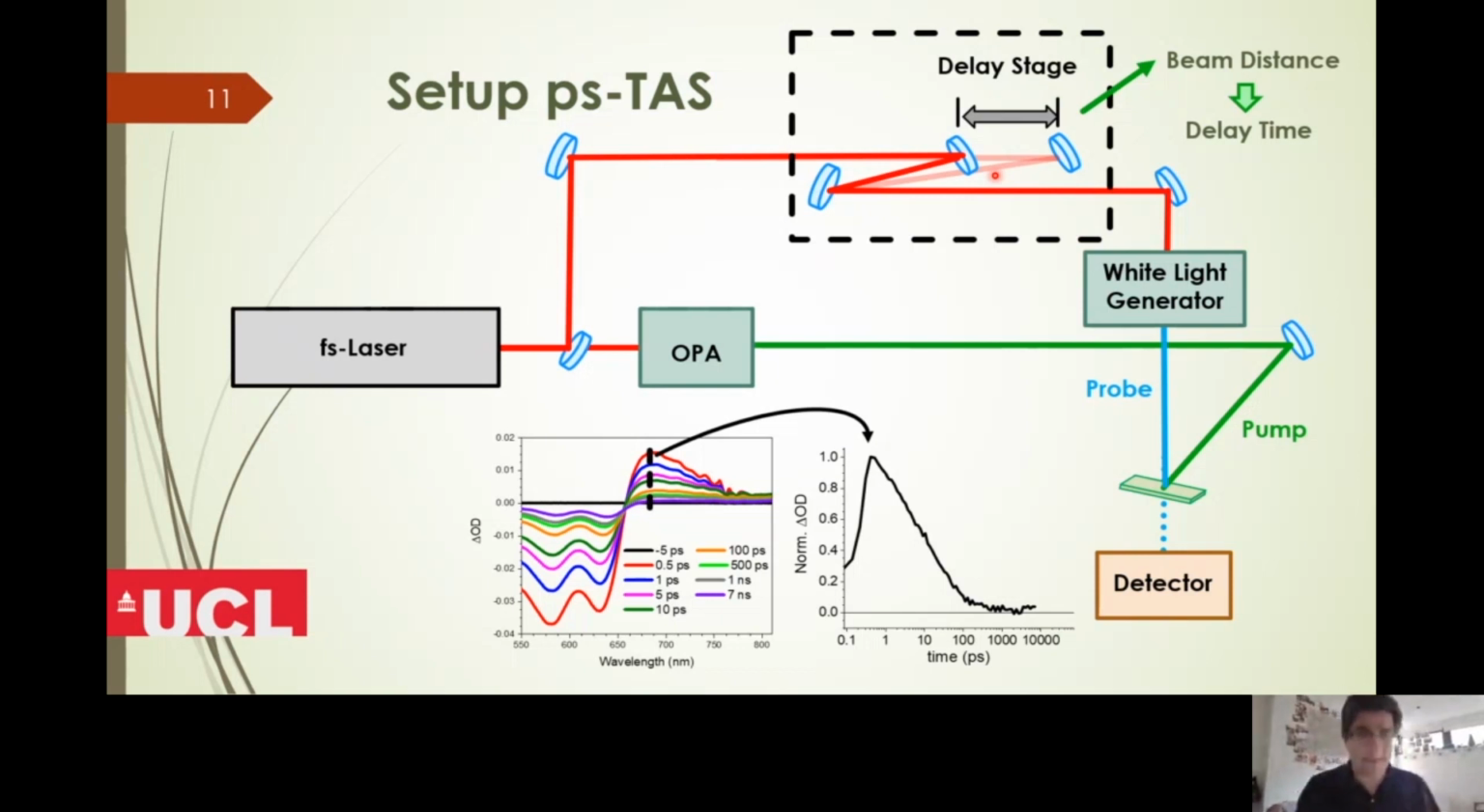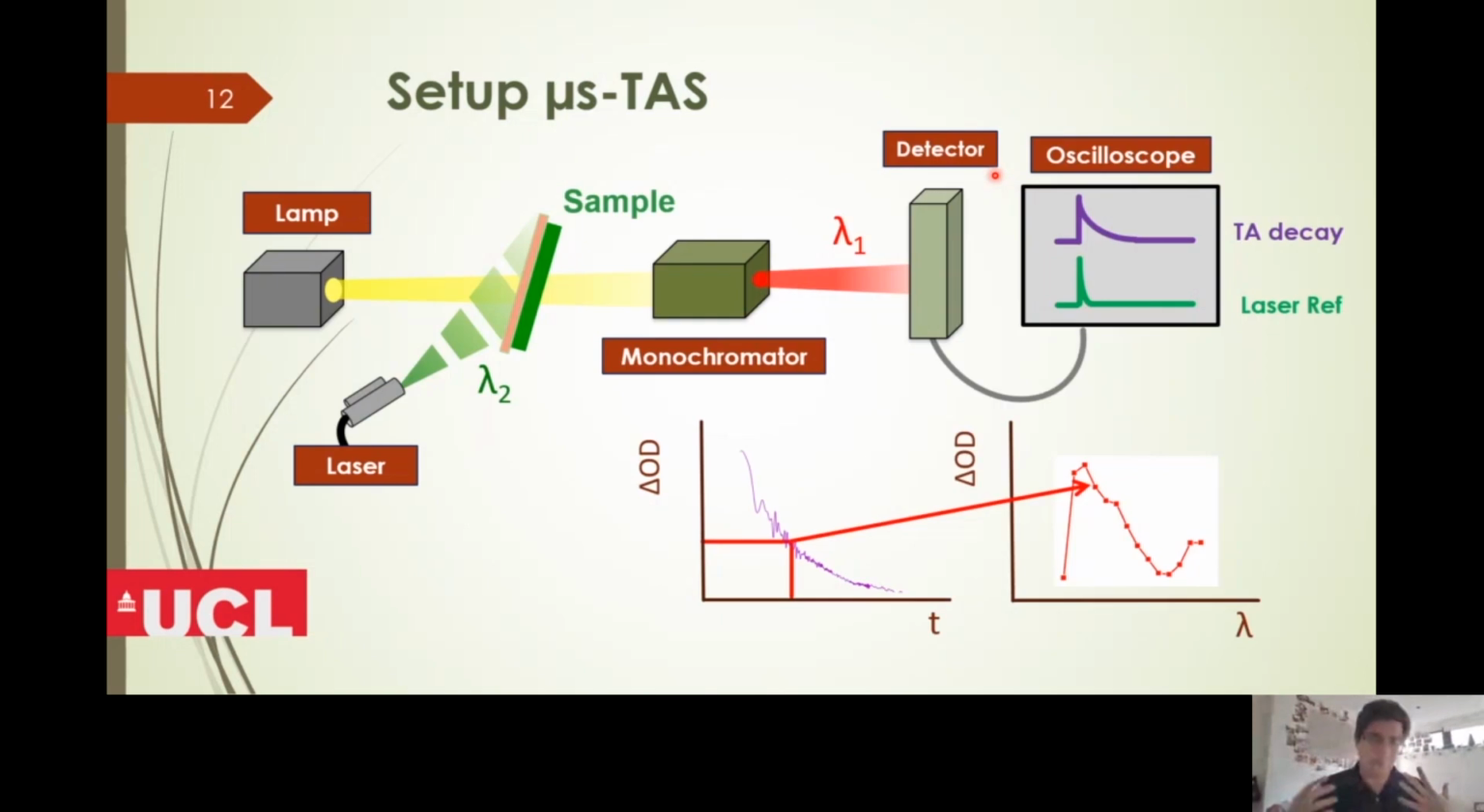And this is more or less the setup for a microsecond TAS. In this case, you have two different light sources. One is going to be the laser, which is going to be the pump, and the other one is going to be the lamp, which is going to be the probe. Both of these lights are going to hit the same part of the sample, and the probe light is going to get through a monochromator, which is where we are going to select the probe wavelength. This light is going to hit a detector that is going to be connected to an oscilloscope.